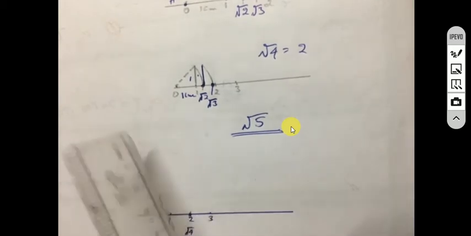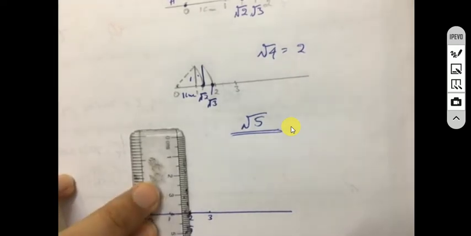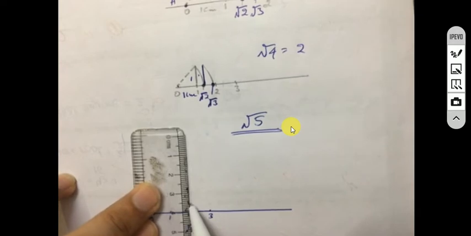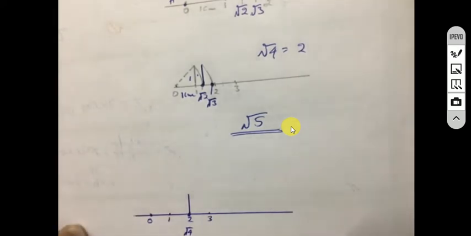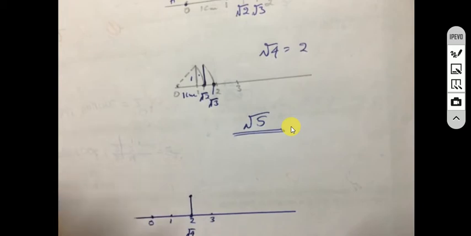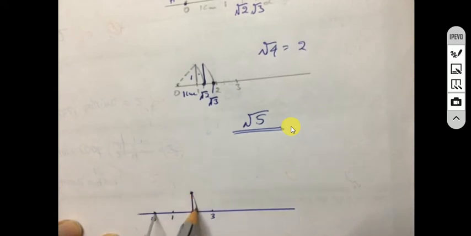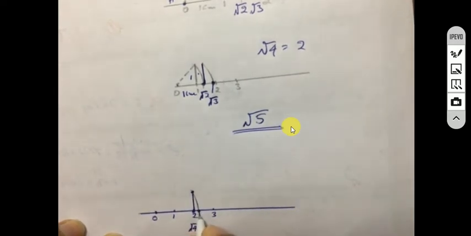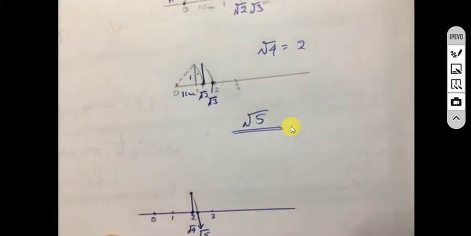Now I have to draw under root 5. So I simply draw a perpendicular from the point 2, 1 centimeter above that line. This is a perpendicular. I take its upper point. Now I'll measure this. I'll keep the compass over here like this, measure the other point like this, and draw an arc. Wherever this arc cuts the line, that point is under root 5.